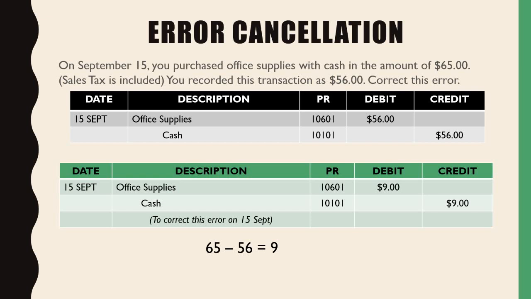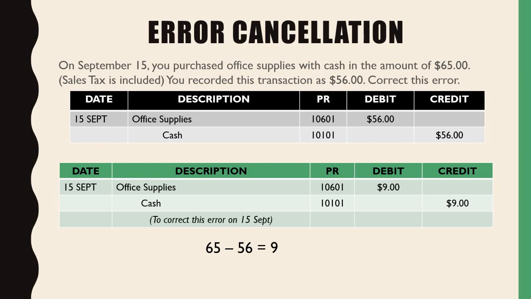Now, I need to think about it. Am I short in supplies or am I over in supplies? In this case, right now, I only have $56 worth in my supplies. It needs to be 65. So that means I need to increase my supplies by $9. So then now I actually have $65 worth of supplies. And same thing with cash, right? I only spent $56 when in reality I spent 65.